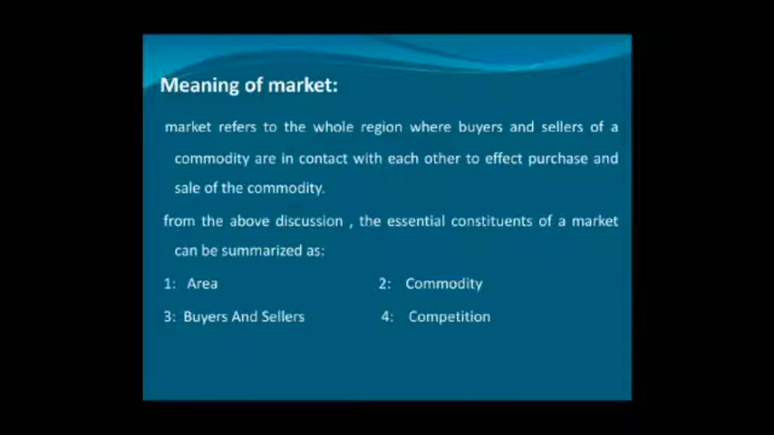Second, commodity. For the existence of market, there must be a commodity which will be sold and purchased among buyers and sellers. Third, buyers and sellers. Buyers and sellers should be in contact with each other. However, contact does not necessarily mean physical presence. And fourth, competition. The existence of competition among buyers and sellers is also an essential condition for the existence of a market. Otherwise, different prices may be charged for the same commodity.